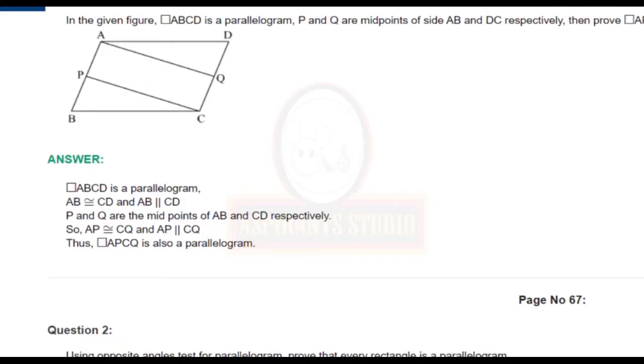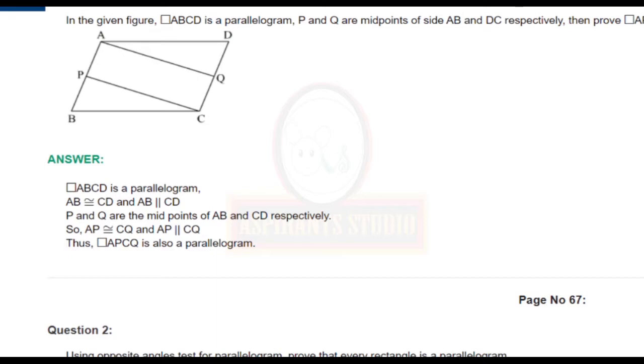Now let us prove this. You have to write what is given and what is to be proved. I will not give it, I will just give the hint, you have to write. Given quadrilateral ABCD is a parallelogram, P and Q are midpoints of side AB and DC respectively, then you have to write to prove quadrilateral APCQ is a parallelogram. You have to write in the notebook. As I say, you write. Take your notebooks and write.